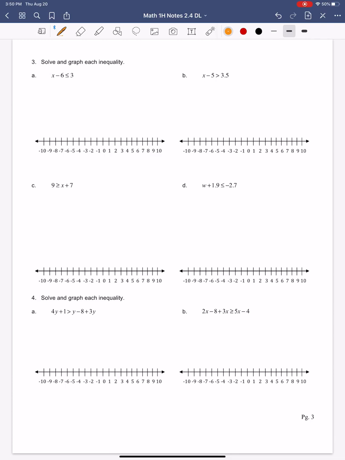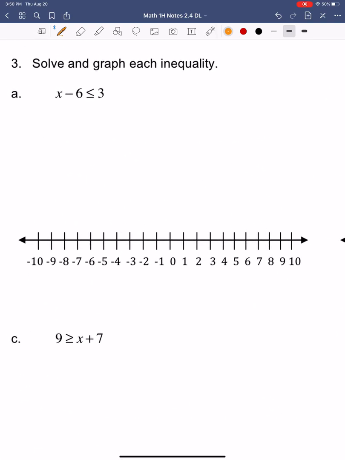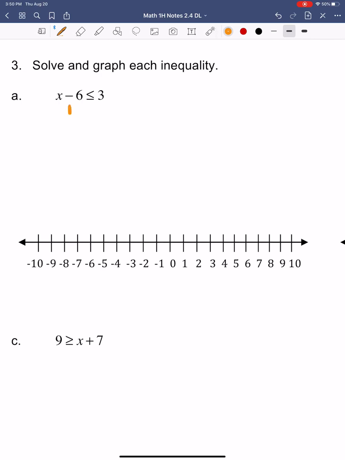We'll go ahead and solve a couple of these. So you solve them just like equations. You treat the inequality symbol just like an equal sign. So for this first one here, we're trying to get x by itself, so I would add 6 to both sides. And I get x is less than or equal to 9. Then I can put that on the graph real quick. So x is less than or equal to, so closed circle there. And less than is going to send me to the left.